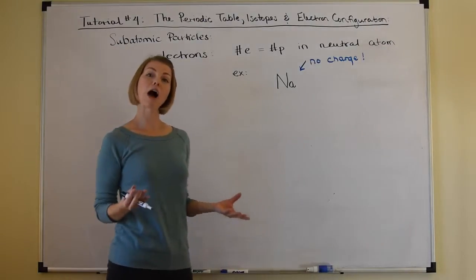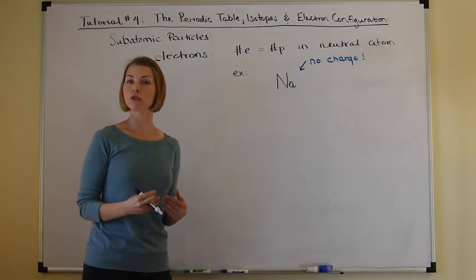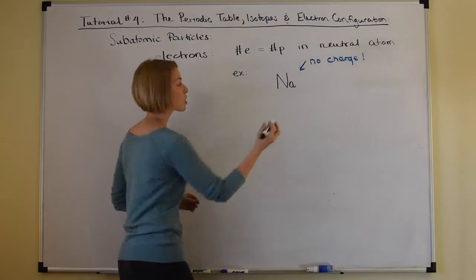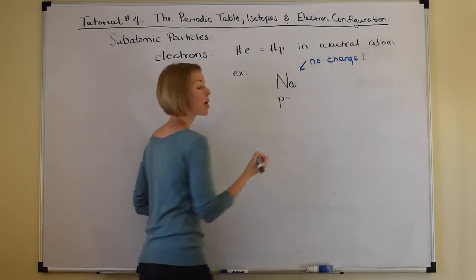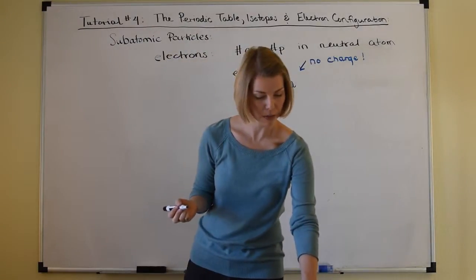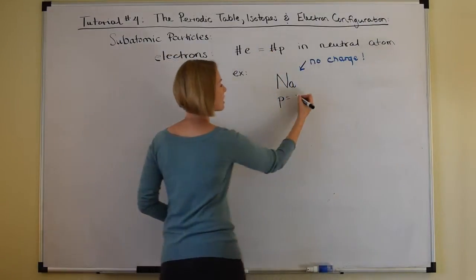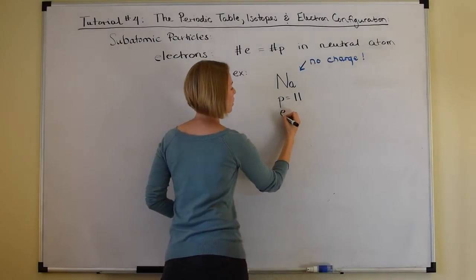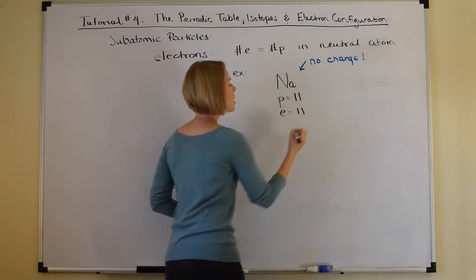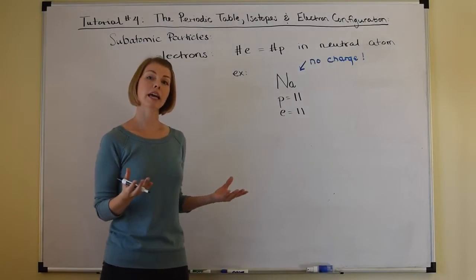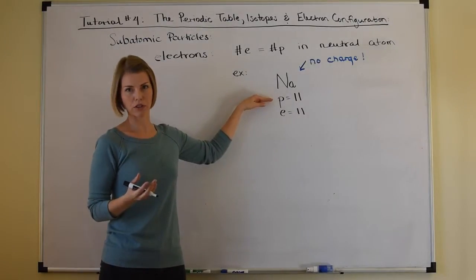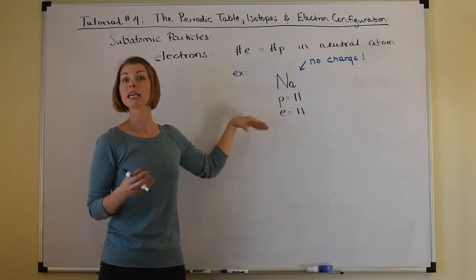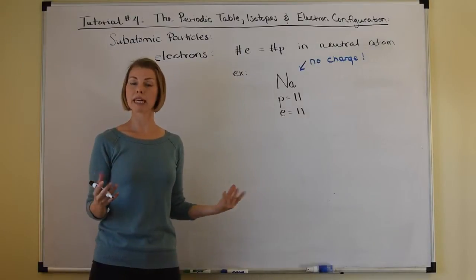So if we wanted to figure out how many protons and electrons this neutral atom of sodium would have, we just need to look at the periodic table. Look up the atomic number, so find sodium, look up the atomic number, you'll see that it's 11. And because there's no charge, we know then that the number of electrons must also be 11. So think about that. What we're really saying is that there are 11 positively charged particles and 11 negatively charged particles. So overall the charge on the atom is 0. It's neutral. They would cancel out.